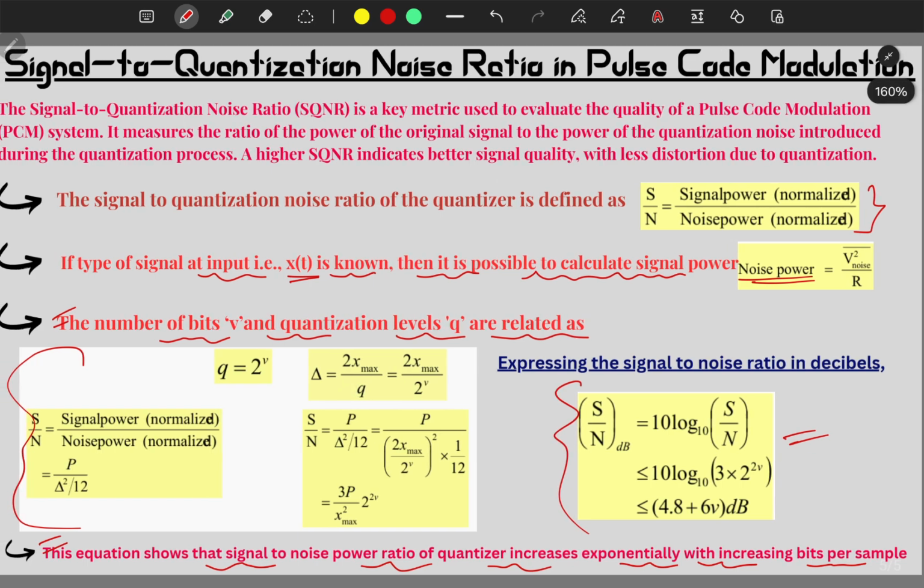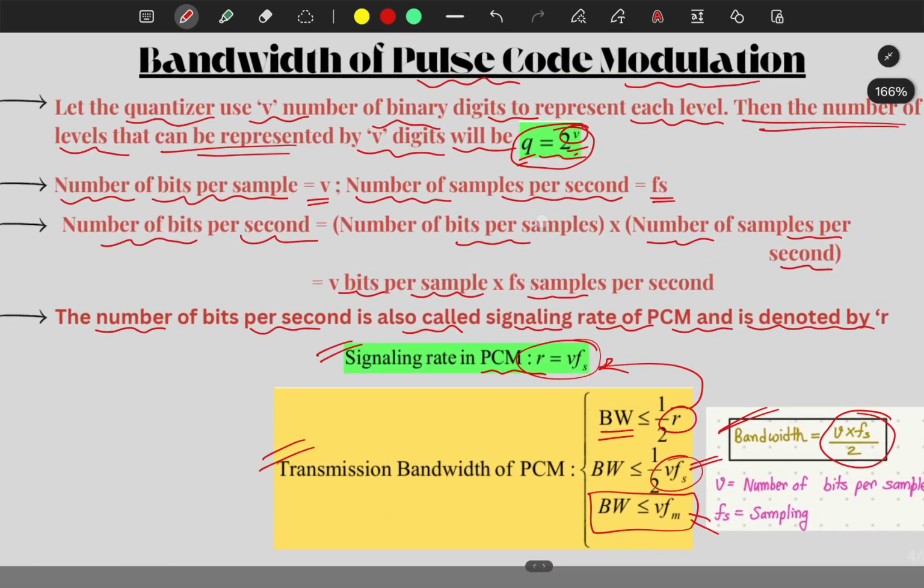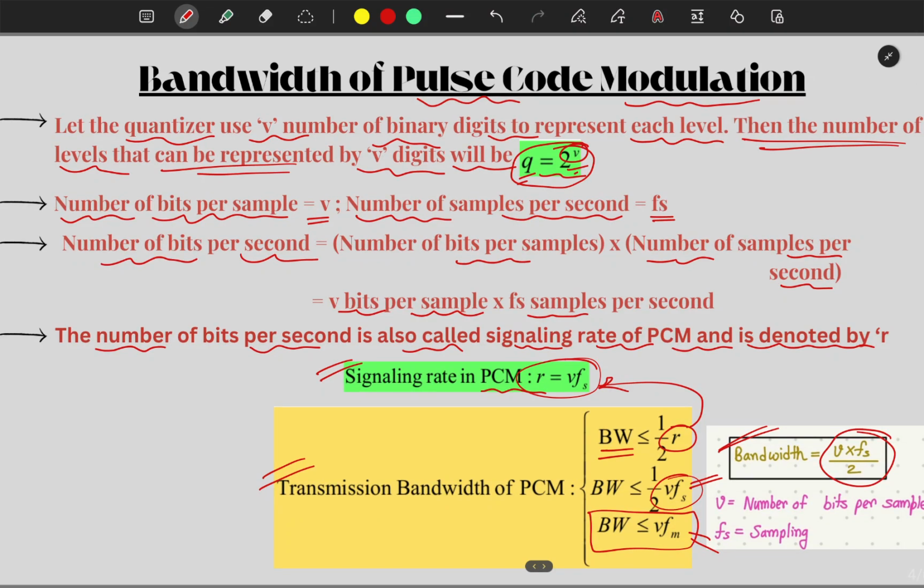So this is the video. This is the overall pulse code modulation, where we explained everything about it: its bandwidth, its quantization, its block diagram, basic block diagram, and the basic process.